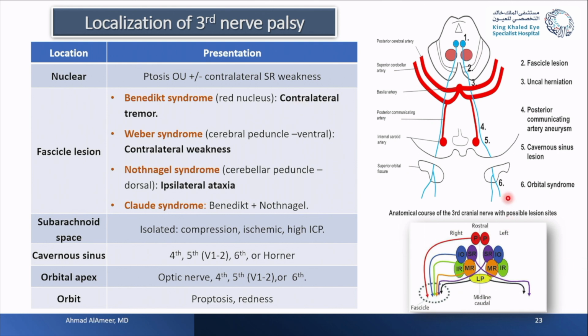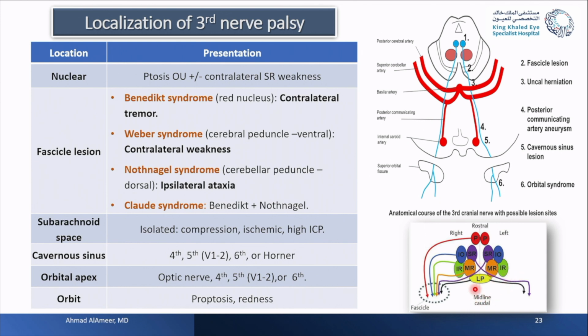Third nerve palsy can be of a nuclear cause. And the nucleus of the third nerve is a very complex structure. Here is the right part of the nucleus, or the right third nerve, and this is the left third nerve. You can see the subnucleus for the levator is located in the center. So if you have a nuclear lesion, the patient is going to have bilateral ptosis. Clear? Because the levator subnucleus is located centrally.